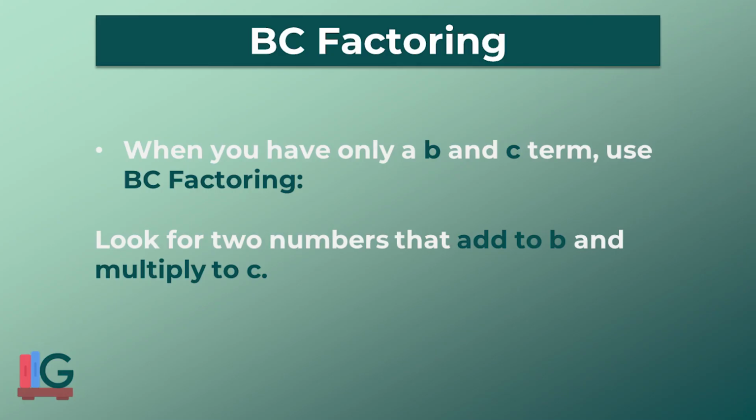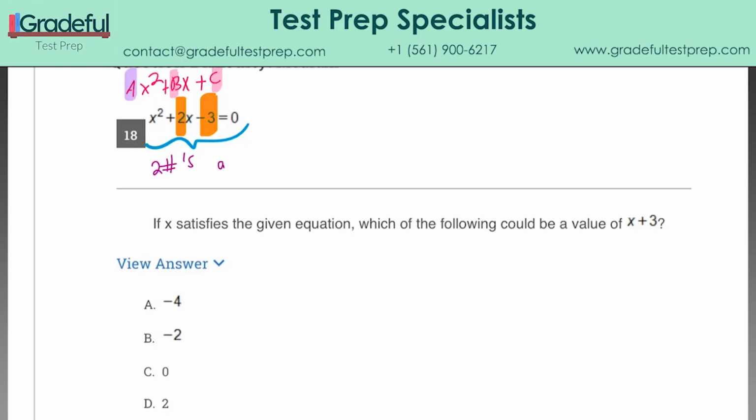And when you have BC factoring, you're looking for two numbers that add to b and multiply to c. So here we want two numbers that add to 2 and multiply to -3. And what two numbers do that? That would be +3 and -1. They add to +2 and multiply to -3.